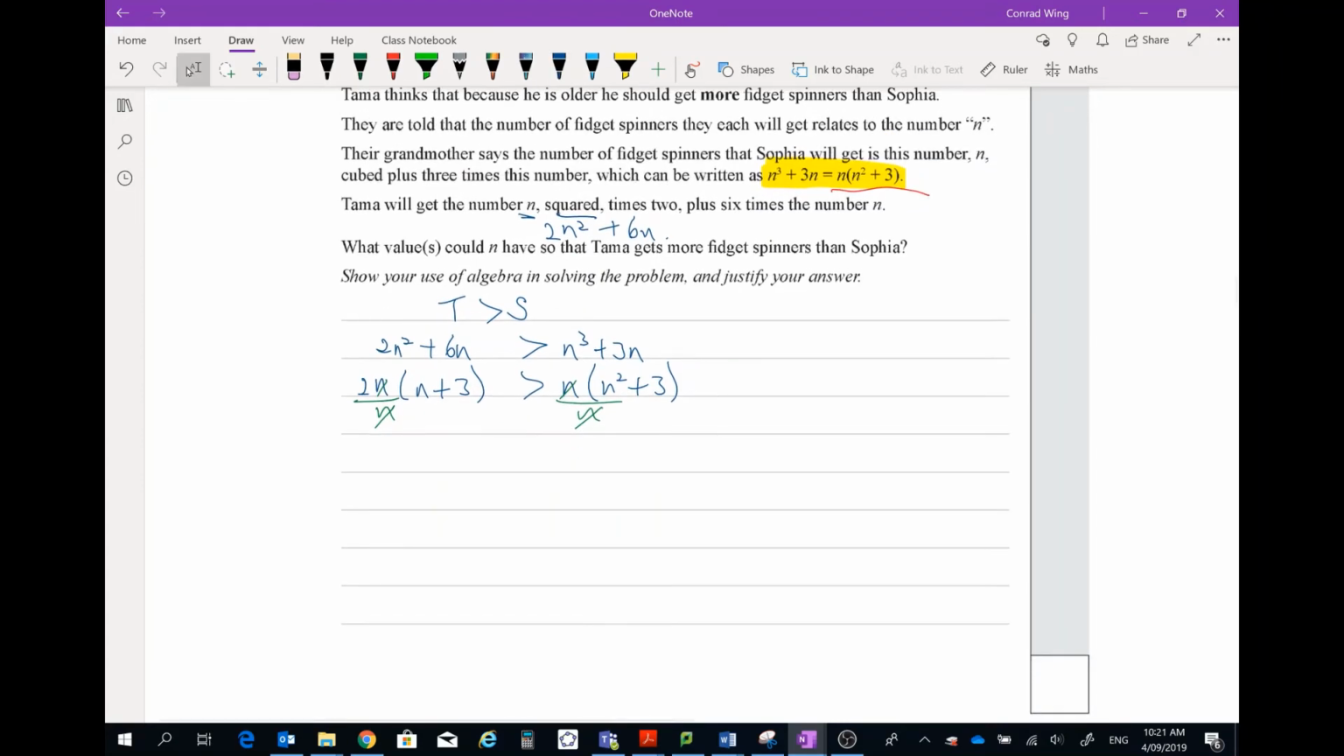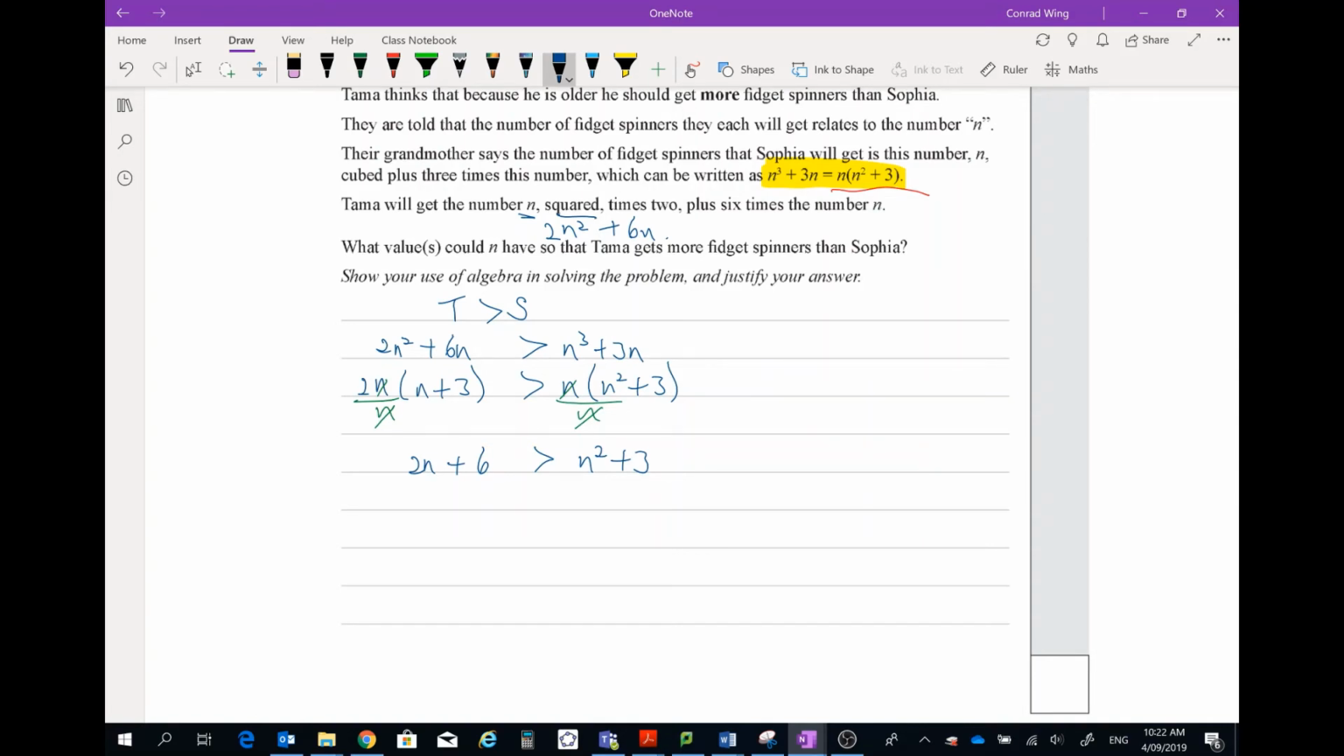On the left hand side, 2n plus, no, 2 lots of n plus 6. This is greater than, on the right-hand side, n squared plus 3. Alright, now it's looking like a quadratic, which is what Matthew said.